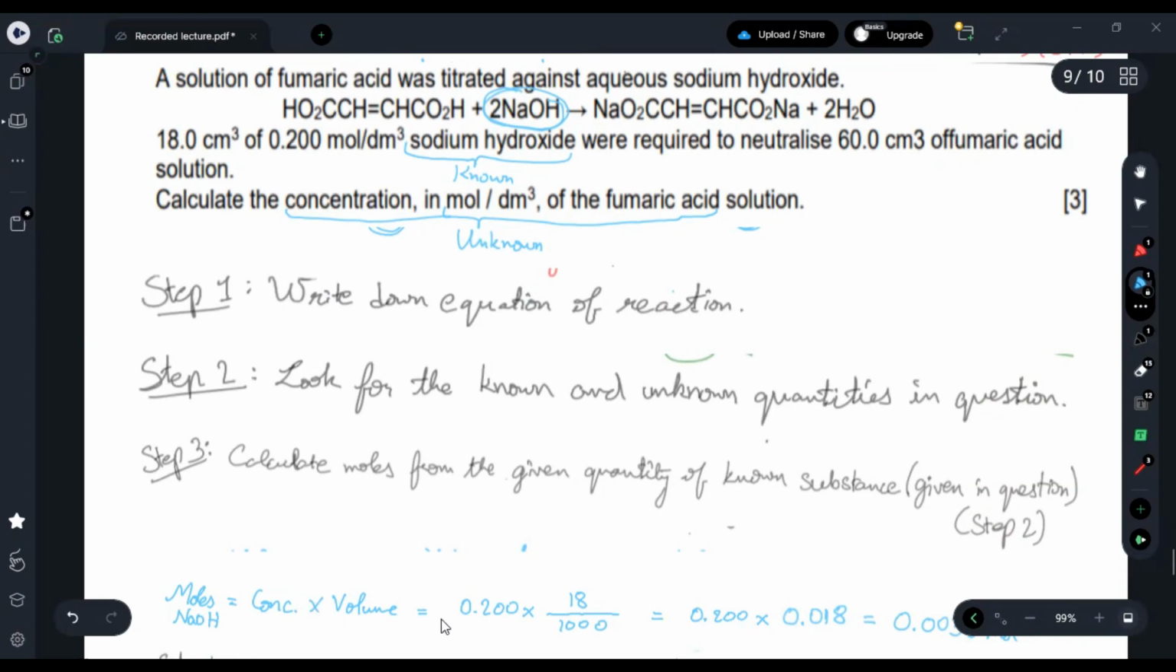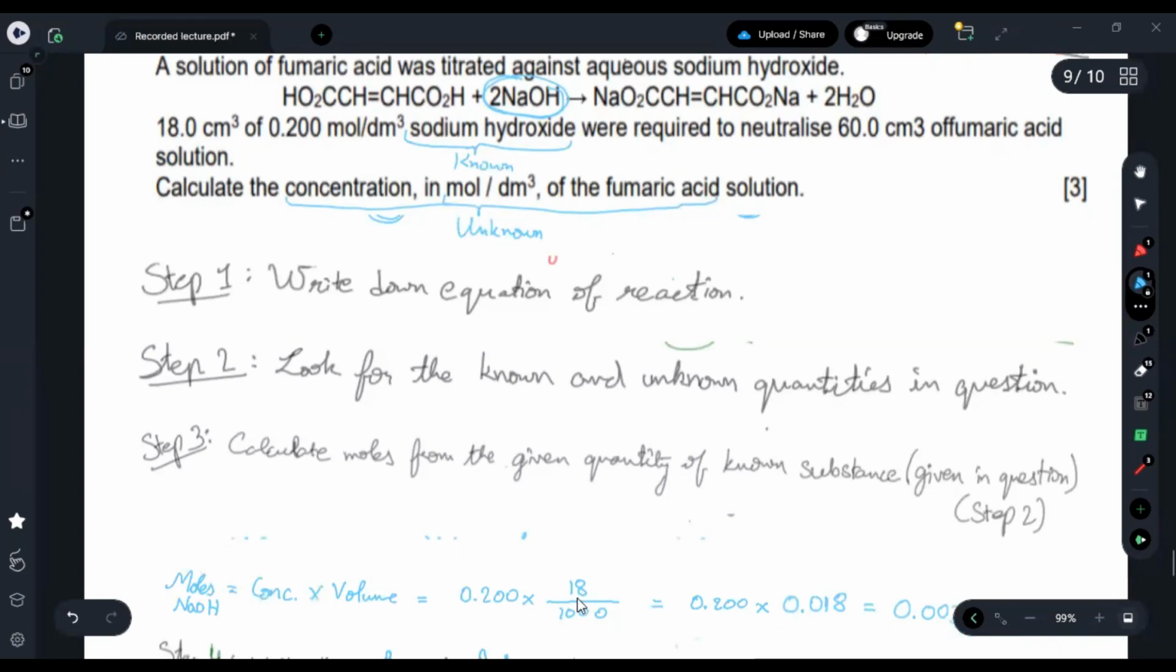So by using this, we are going to put the concentration 0.2. Volume was given in 18 cm cube. So pay attention, you have to convert it into dm cube, as it is standard to put in dm cube. And also over here, they have highlighted that you have to take the volume in dm cube. So therefore, you're going to convert the volume of 18 cm cube into dm cube.